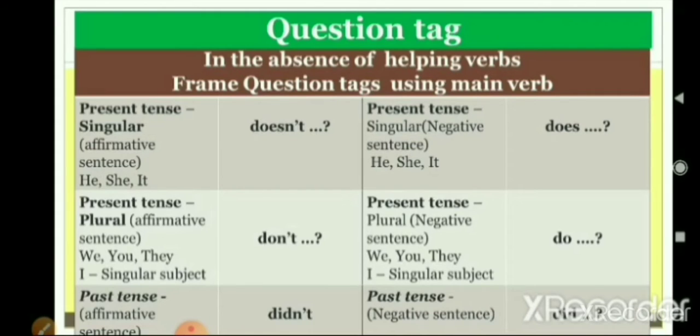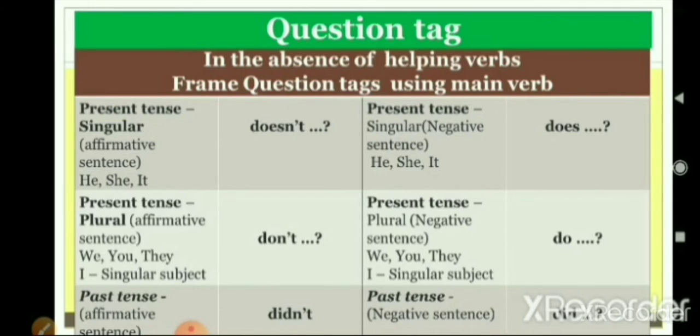If the sentence is in present tense and if the subject is singular and if the sentence is positive or affirmative, then what question tag will the sentence take? It is doesn't. Doesn't he? Doesn't she? Doesn't it? So like this, the question tag will be formed.